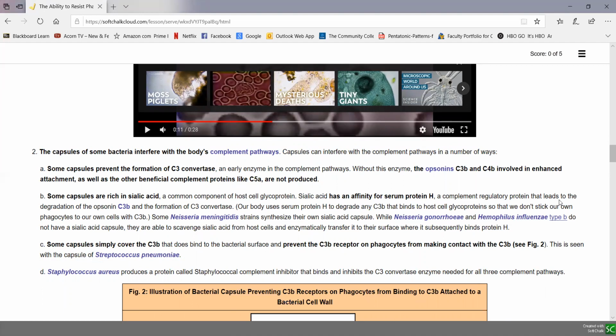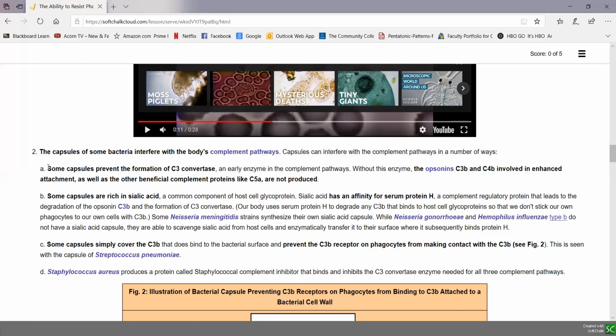Now, another way that bacteria can resist engulfment with capsules is through a different mechanism, by interfering with complement pathways. So capsules can sometimes interfere with the body's complement pathways. We'll give you a couple of examples of that.